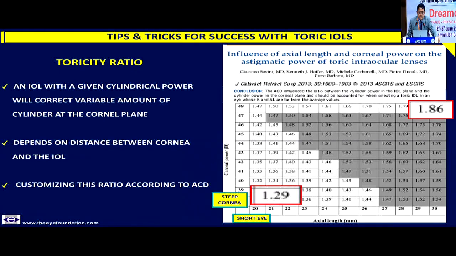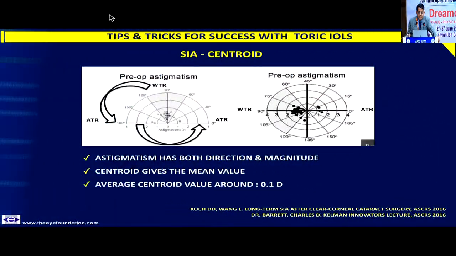Look at this chart. This essentially tells you if it's a steep cornea with a short eye, you just require about 1.3 diopters in the lens to correct 1 diopter on the cornea. While if it's a flat cornea with a long eye, you require almost 1.86 diopters. It stands to reason, it's intuitive, simply because depending upon the position of the intraocular lens, in a short eye it is going to be anteriorly placed, in long eyes it's going to be placed fairly at the back, because of which the effect of the lens will also be minimal as far as the toric correction is concerned.